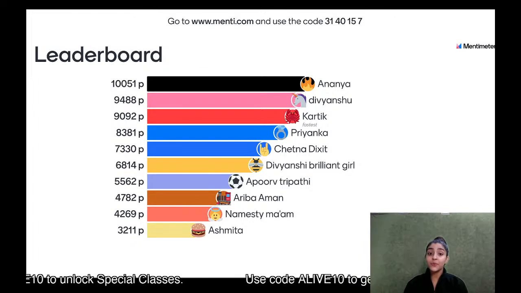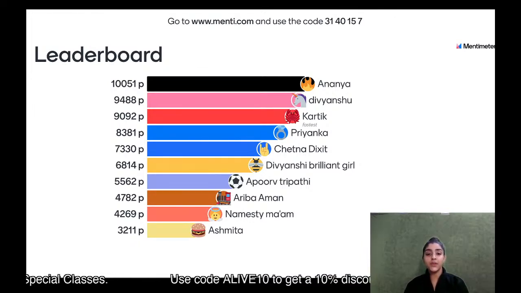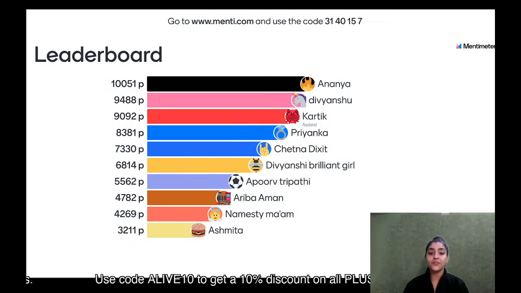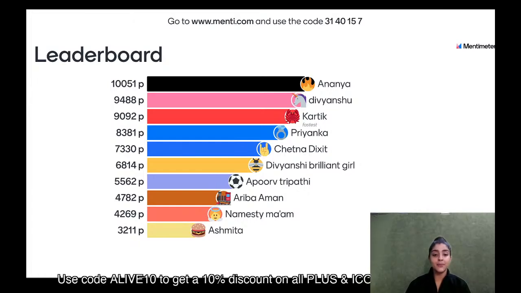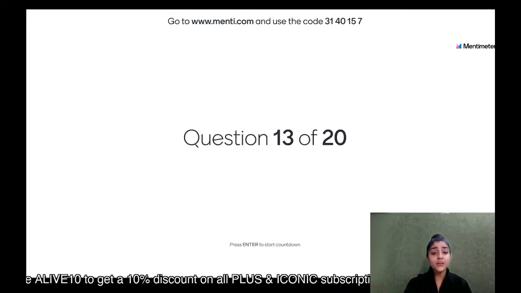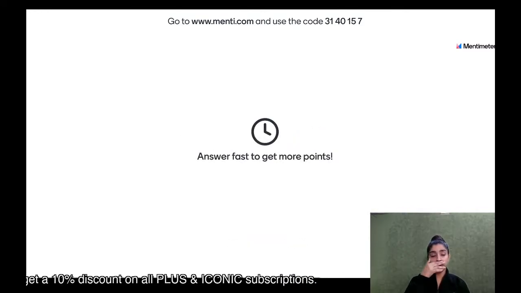Okay, so Karthik with the crab is the fastest in this one. Then we have Ananya, Divyanshu, Karthik in the top three. Priyanka, Chetna, Divyanshi, Apurv, Ariba, Namaste Ma'am, and Ashmita. Very good, Pratik Jaiswal. You are going to climb up really, really soon.